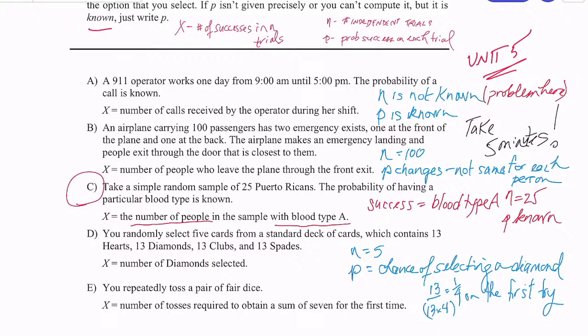But then, once you've picked one, you don't put it back. If you don't put it back, the chance of getting a diamond on the next try changes. It goes down if you already picked a diamond. It goes up if you haven't picked a diamond. So the problem is, again, it changes from try to try to try.